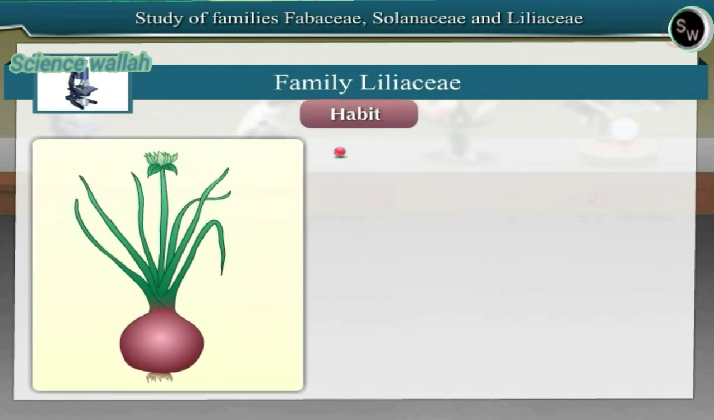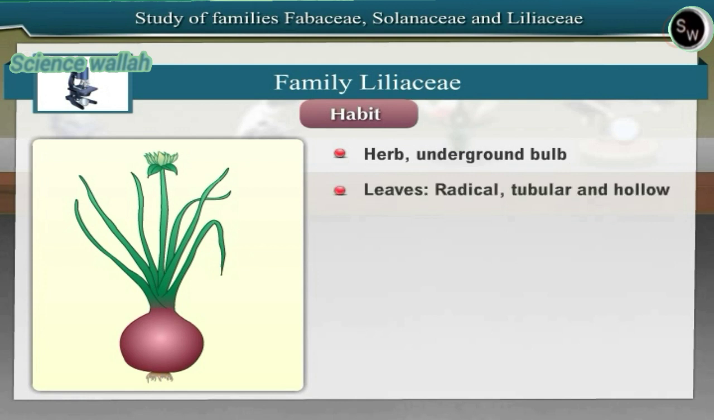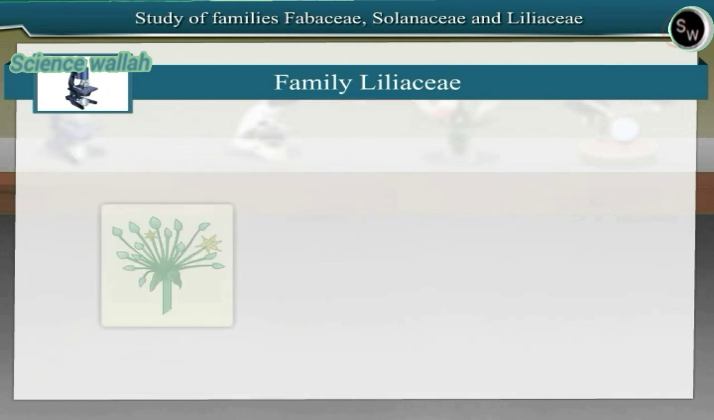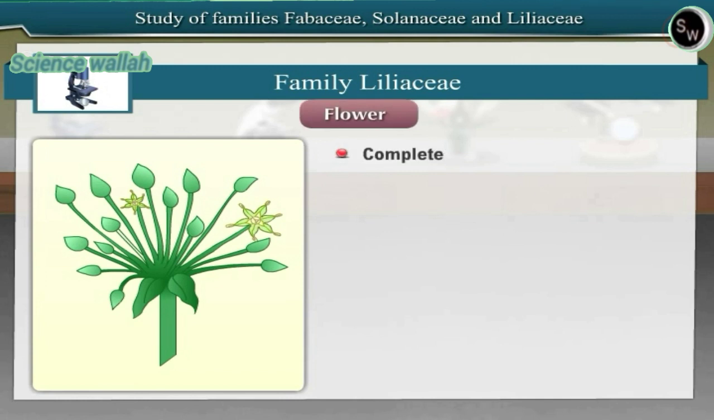Habit of a plant is herb. It has an underground bulb. Leaves are radical, tubular and hollow. Venation parallel. Inflorescence is called umbel. Flower is complete with all the 4 whorls. The flowers are bisexual and actinomorphic.